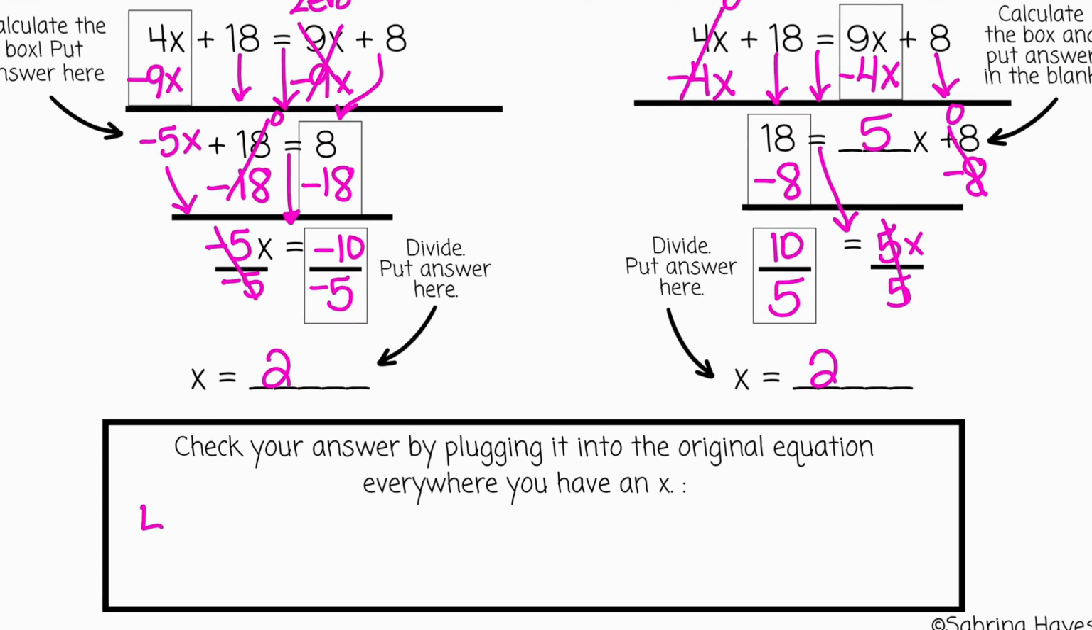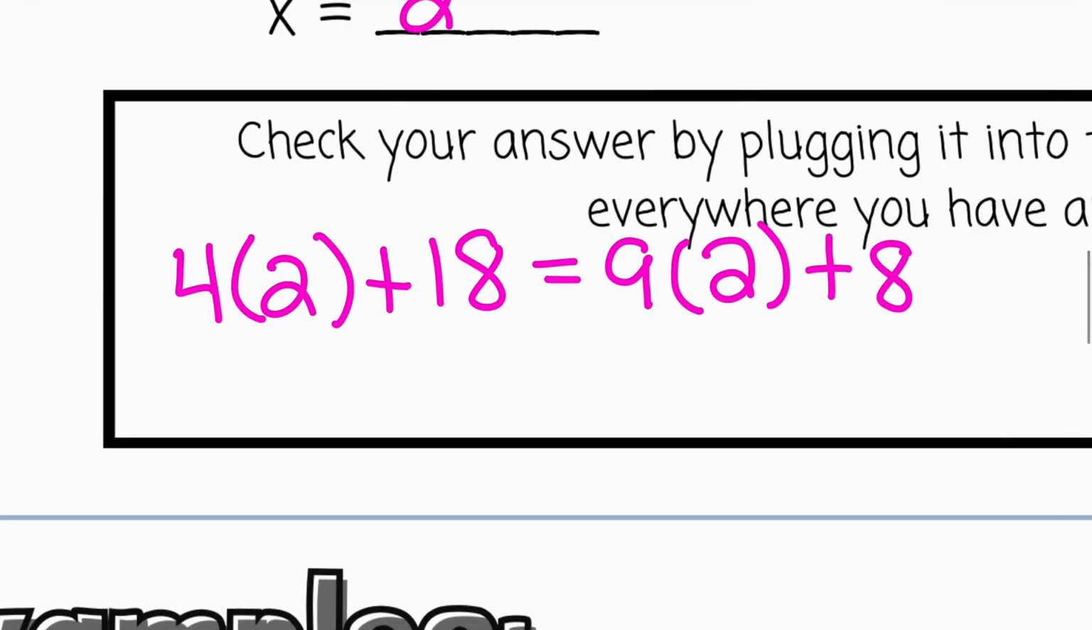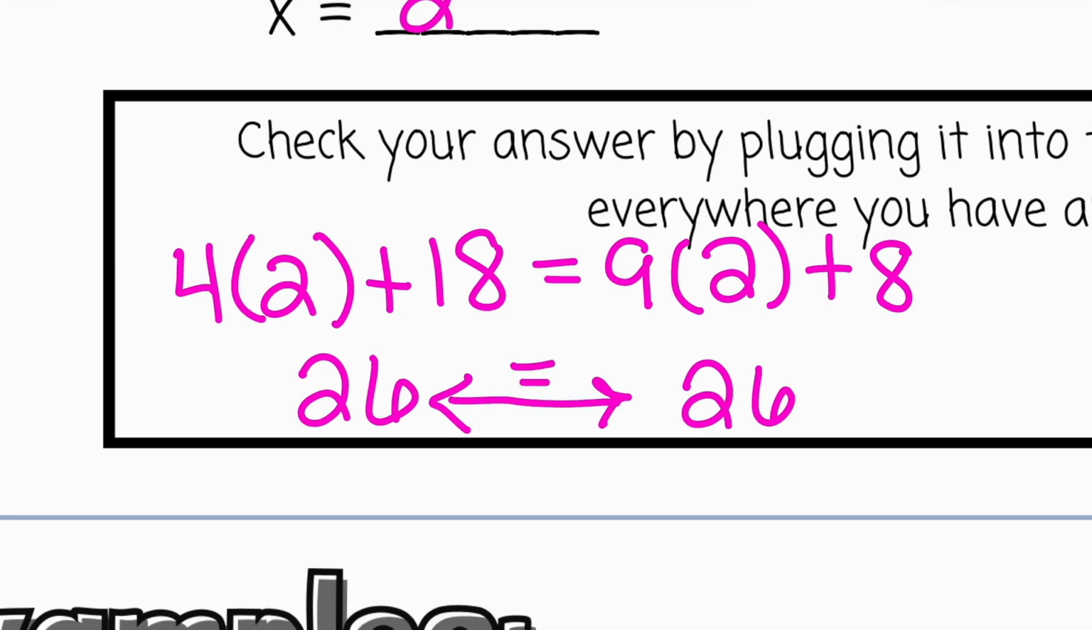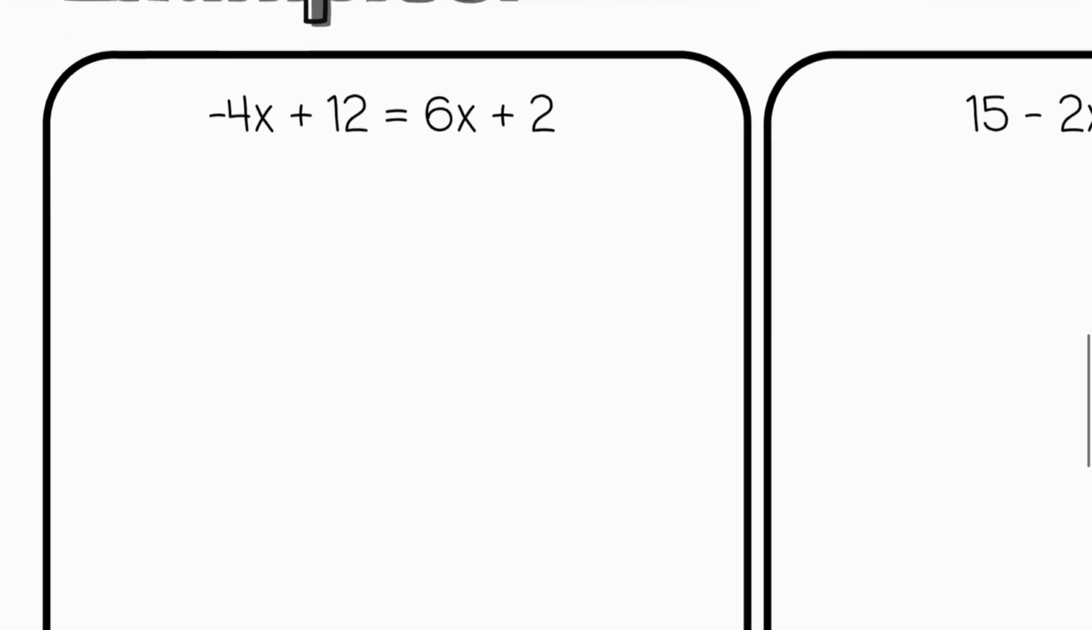All right, let's just check it. Our original equation, I'm going to take out the x's, put parentheses. And inside those parentheses, I'm going to put a 2, because that's what I'm checking. All right. Left side of the equation, 4 times 2 is 8. 8 plus 18 is 26. Okay, right side of the equation, 9 times 2 is 18. 18 plus 8 is 26. Since the right side and the left side are equal, we know we got our answer correct.